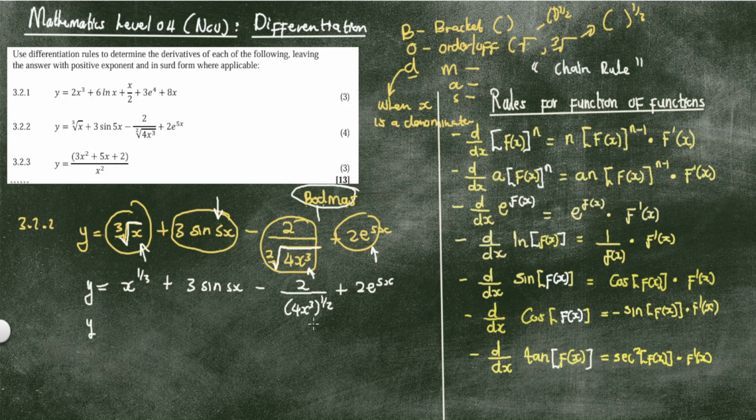We simplify again. The x is a denominator. So I have to do what again? I'll have to flip the denominator and make the exponent negative. So I'm going to write x raised to 1 over 3 plus 3 sine 5x, as I haven't differentiated yet, minus 2 times 4x cubed raised to exponent minus half.